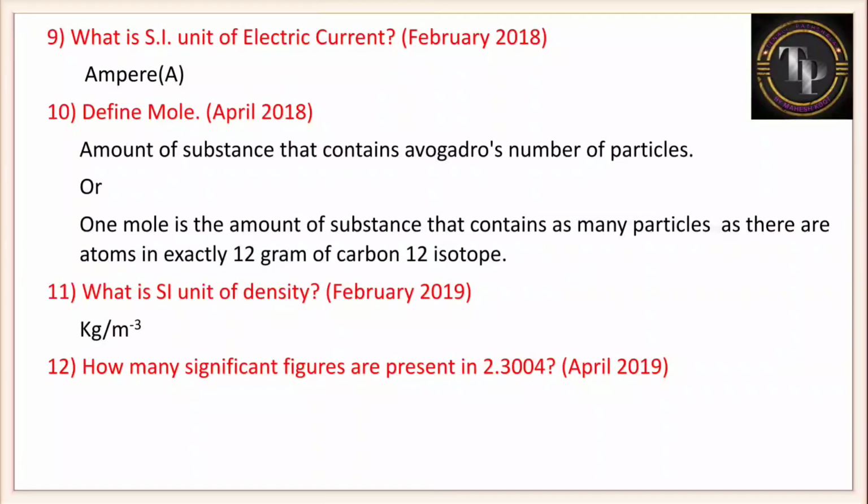How many significant figures are present in 2.3004? This was asked in the annual exam April 2019 recently. In 2.3004, all numbers are significant because zeros between non-zero digits are also significant. So you have heard the rule. Therefore total significant figures here are 4 and 1, 5. Total significant figures are 5, guys.